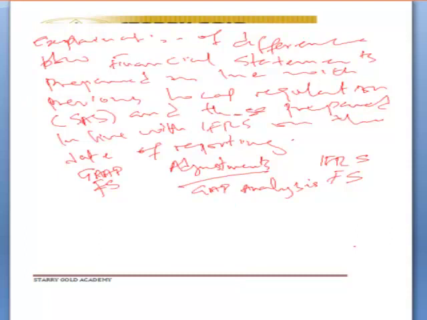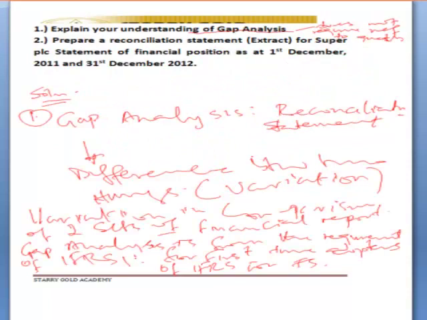So that is the explanation of gap analysis. The second question requires us to prepare a reconciliation statement. It says prepare a reconciliation statement extract for Super PLC statement of financial position as at 1st December 2011 and 31st December 2012. So look at this. Like we have learned from our previous study, this is a requirement of IFRS 1 for disclosures for first-time adopters.